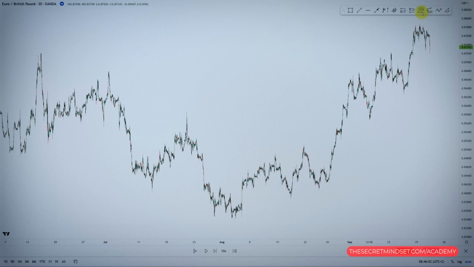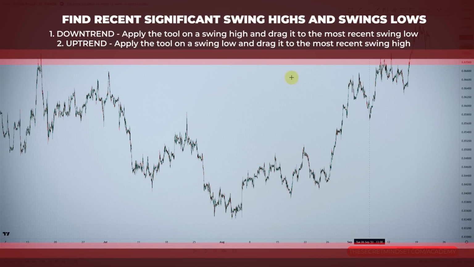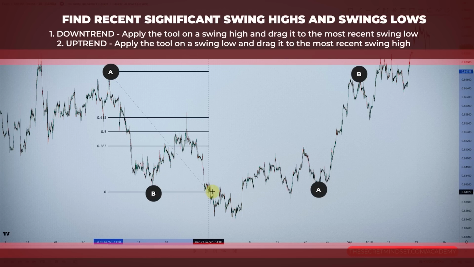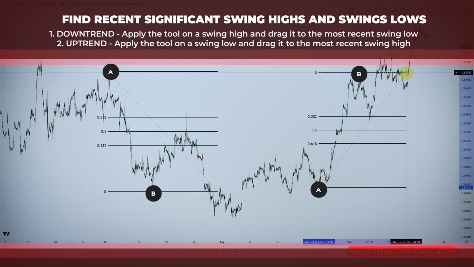So how to draw Fibonacci levels? In order to find these Fibonacci retracement levels, you have to find recent and significant swing highs and lows in the market. Then you take the tool, and for downtrends, you apply it on the swing high and drag the tool to the most recent swing low. For uptrends, you do the opposite. You apply the tool on the swing low and drag it to the most recent swing high.